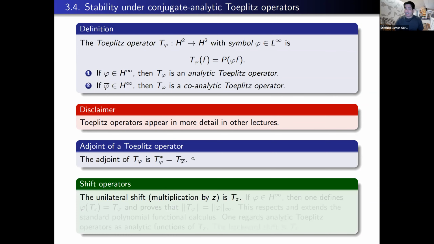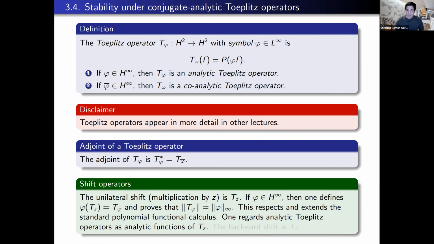And here's a connection with shift operators. The unilateral shift, which is just multiplication by z, is the Toeplitz operator T sub z. You basically just multiply by z and you don't need to project because you're already in H2. Now, if phi is in H infinity, the bounded analytic functions, then one can come up with a functional calculus in this fashion. I can say phi of the operator T sub z is going to be the Toeplitz operator T sub phi. And it turns out that this respects and extends the standard polynomial functional calculus.